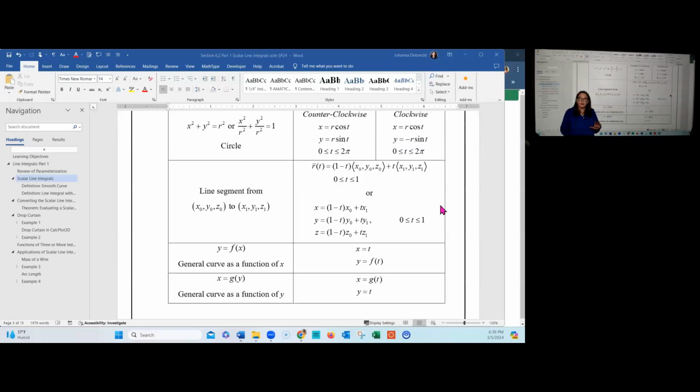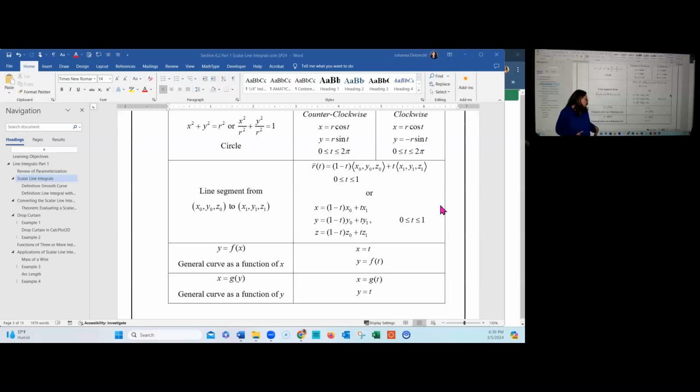However, recall that parameterizations are not unique. There are infinitely many ways to parameterize any curve in the plane or in three-dimensional space. So this is not the only way to parameterize a line segment.